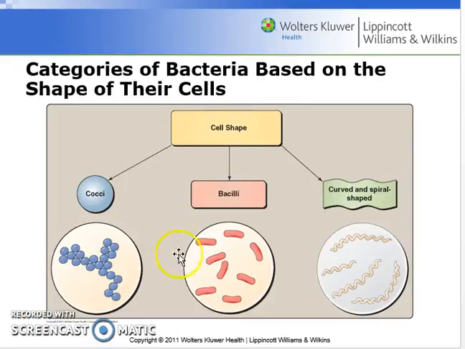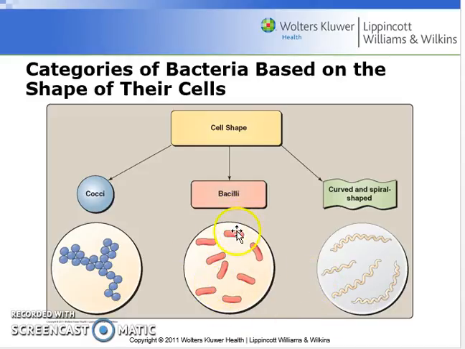And here are some examples of the shapes that we've just been talking about. So here's our cocci bacteria, our bacilli bacteria, and then curve-shaped bacteria. And if you've never seen syphilis under a microscope, this is pretty much what shape you would see if you were looking at the organism that caused syphilis, which is called Treponema pallidum.